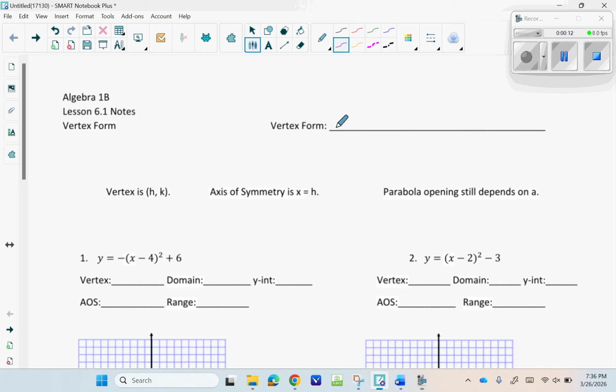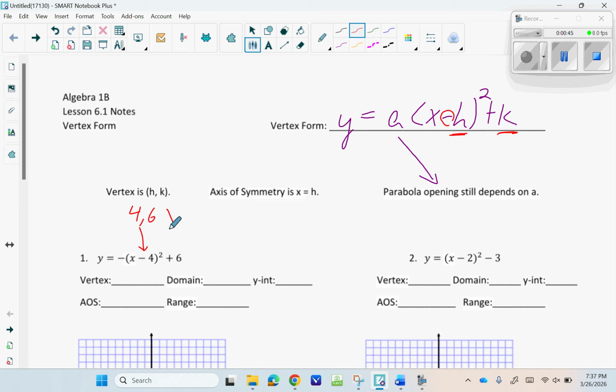So the equation is going to be y is equal to a times (x minus h) squared plus k. And a determines whether the parabola opens up or opens down. H and K are where the vertex comes from, but notice this minus, so it's always going to feel opposite of what it should be. For instance, this one right here, our vertex is going to be positive 4, positive 6. Same thing with this one. Our vertex is going to be positive 2, negative 3.